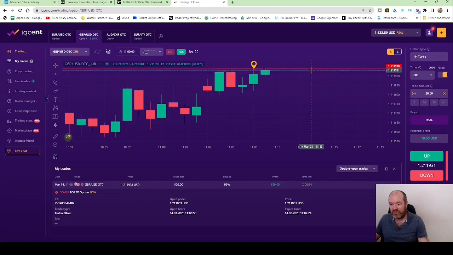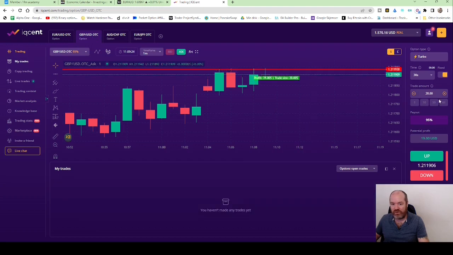The timer is still 10 seconds. I hope we can get this one in, because then we can scale it to 40. Let's see. 5. Come on, go down. 2, and we won that trade. Okay. Then we scale it to 40.